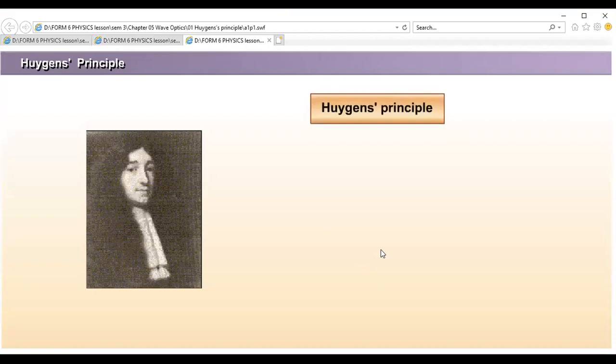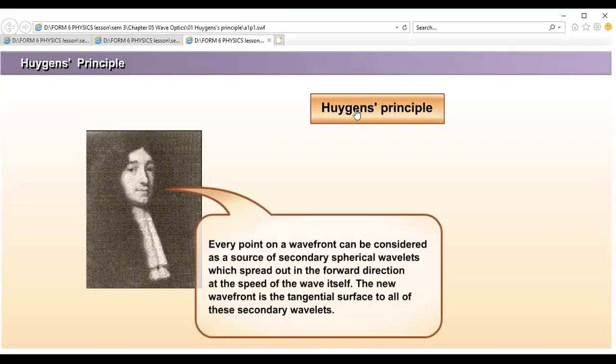Huygens Principle. Huygens states that every point on a wave front can be considered as a source of secondary spherical wavelets which spread out in the forward direction at the speed of the wave itself. The new wave front is the tangential surface to all of these secondary wavelets.